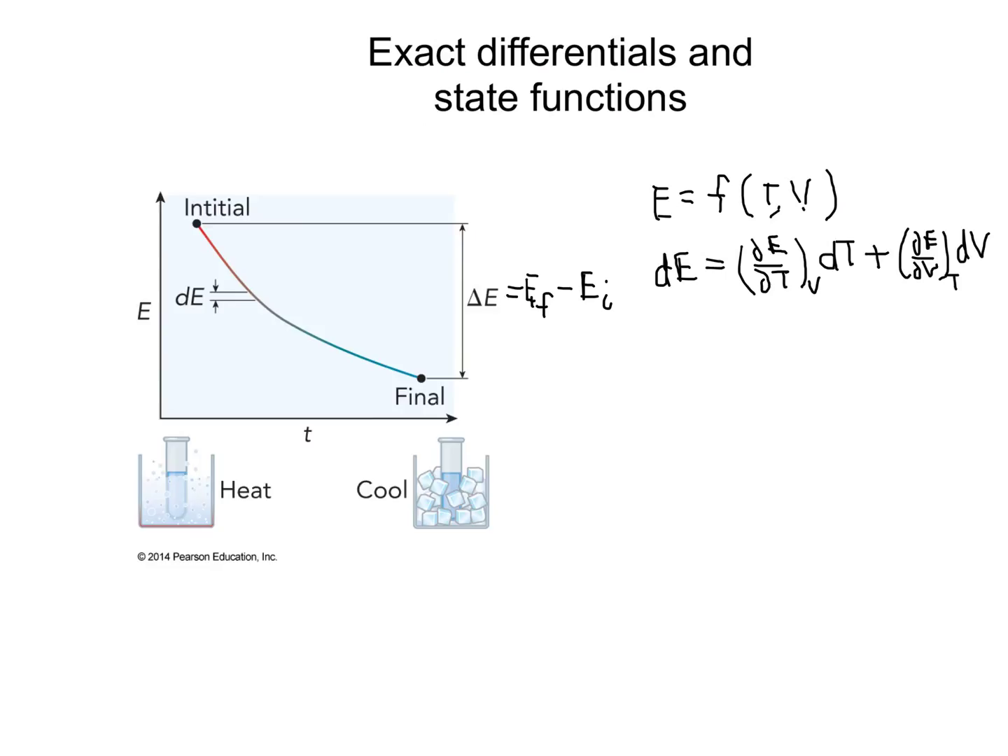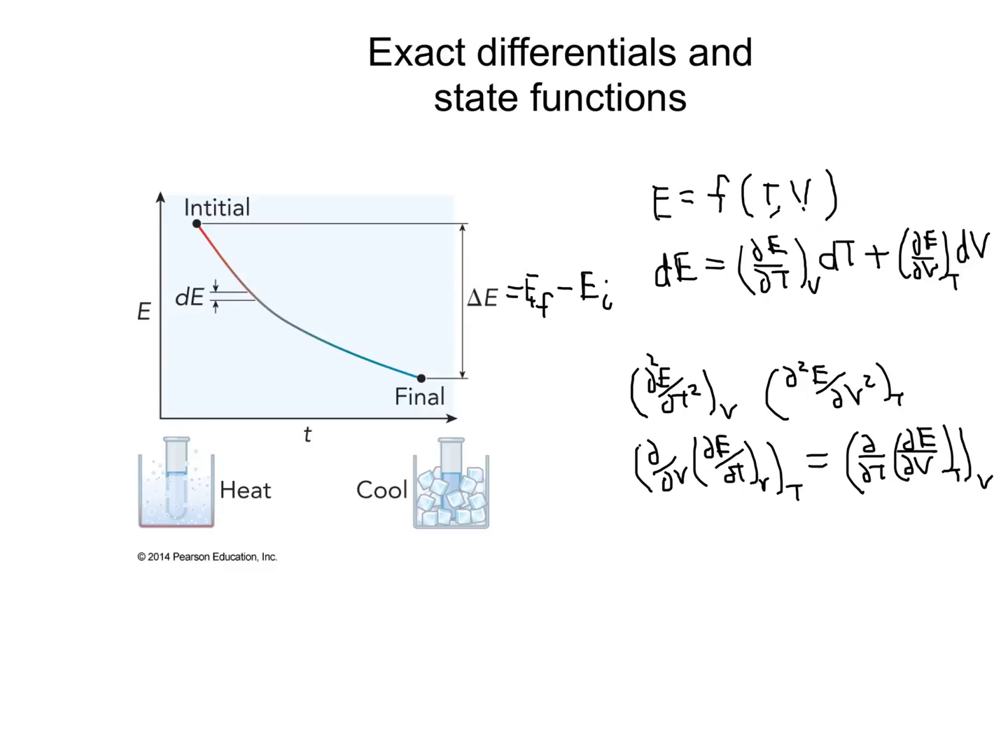Another property of exact differentials is that their mixed second-order partials are equal. What do I mean by that? What I mean is that if I take the second derivative of the energy, after I've taken the first derivative with respect to temperature, I have the choice of taking the second derivative with respect to volume or with respect to temperature again. Likewise, once I've taken the derivative of the energy with respect to volume, I have the choice of taking the second derivative with respect to temperature or with respect to volume. So there are 4 second derivatives possible.